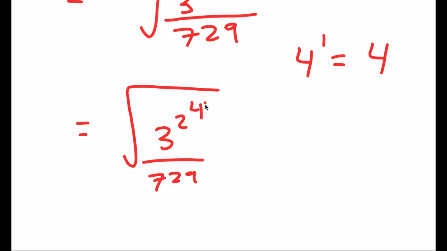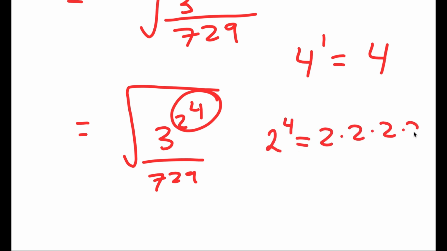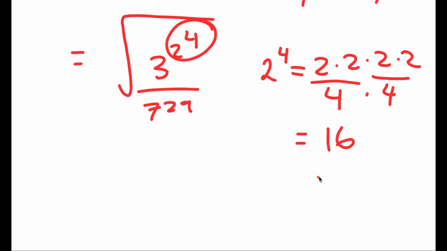So now we're going to focus on 2 to the power of 4 over here. So 2 to the power of 4 is equal to 2 times 2 times 2 times 2. And this is equal to 4 times 4, which is equal to 16. So 2 to the power of 4 is equal to 16. So now I have the square root of 3 to the power of 16 over 729.